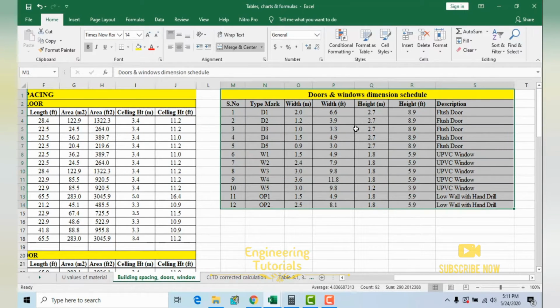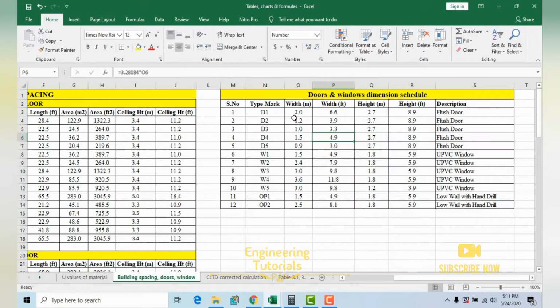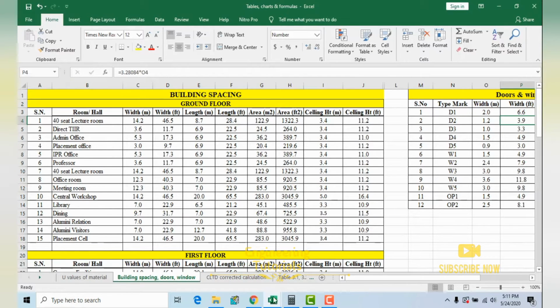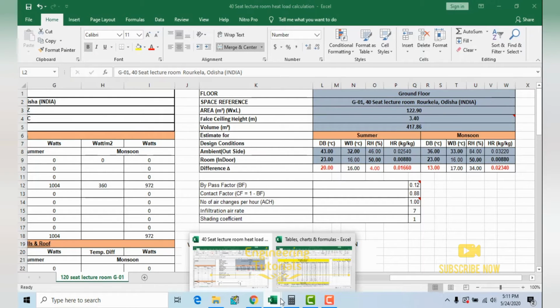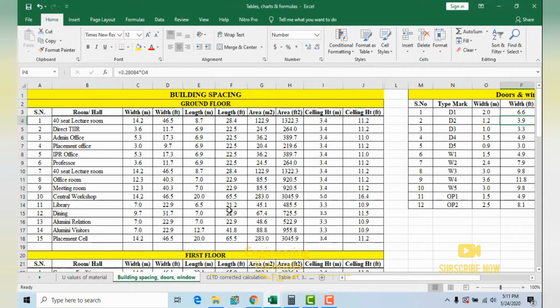What type of door is used here, what type of window is used here, and their dimensions is also given in meter and the feet for doors and windows. So move back to our E20 sheet. So as you know that this building is located in Rourkela, Odisha, India. So first of all we need to check the design conditions, indoor and outdoor design conditions. So move back to our tables and charts. First you need to understand these tables and charts, and then we will proceed to the E20 load sheet for load calculation.